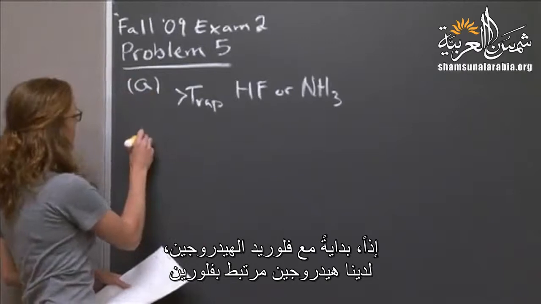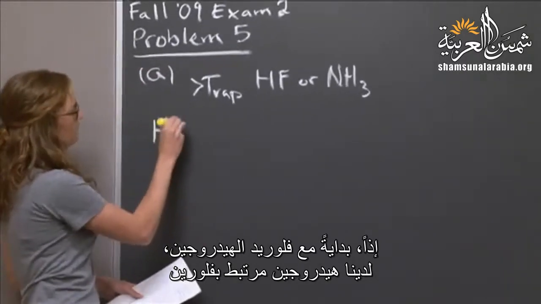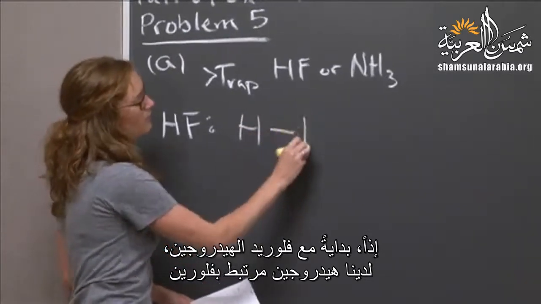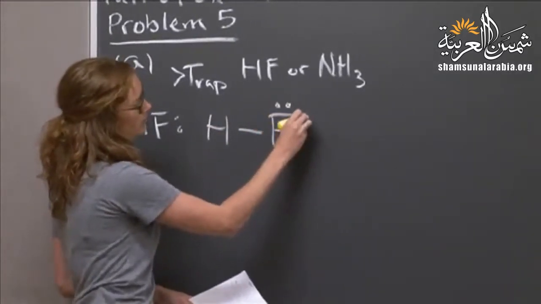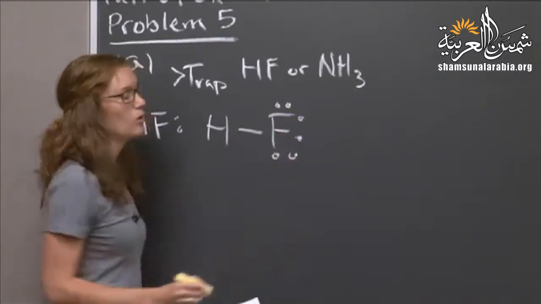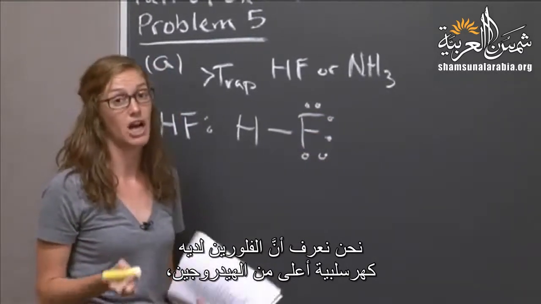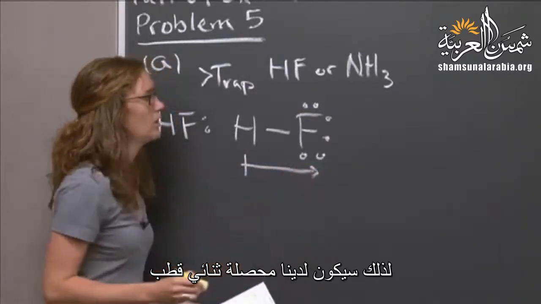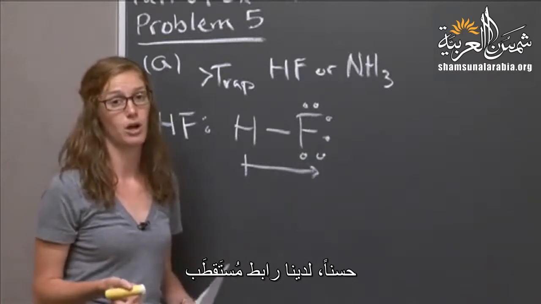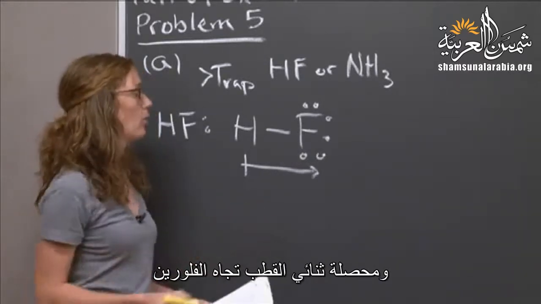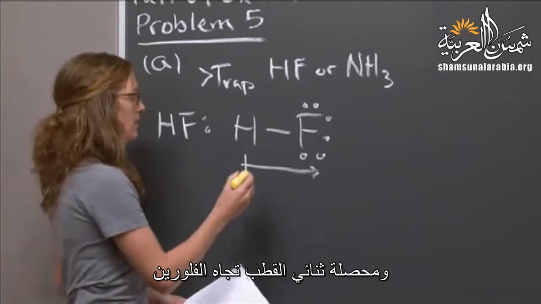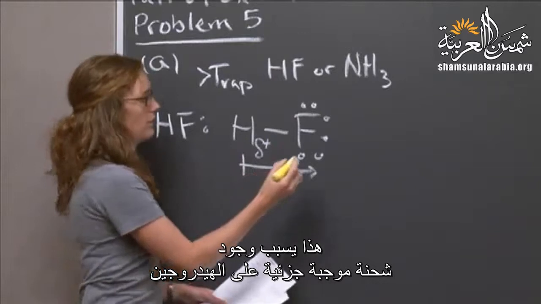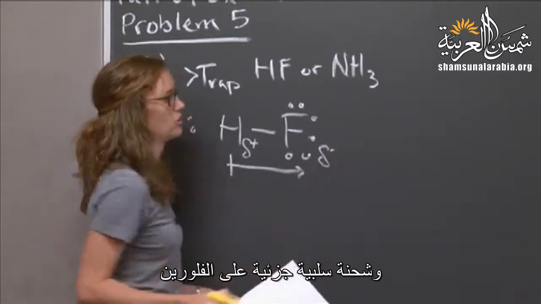So starting with HF, we have hydrogen bonded to fluorine. We know that fluorine has a much higher electronegativity than hydrogen, so we have a polarized bond and a net dipole towards fluorine. This causes there to be a partial positive charge on the hydrogen and a partial negative charge on the fluorine.